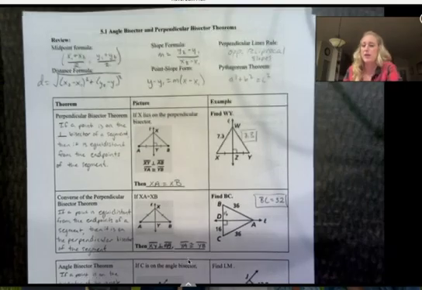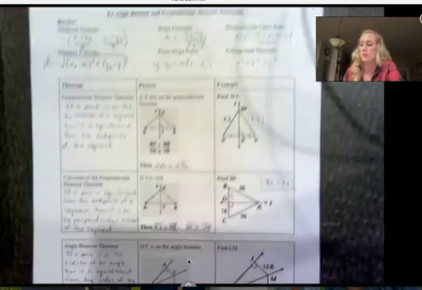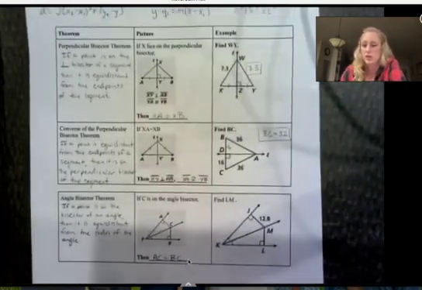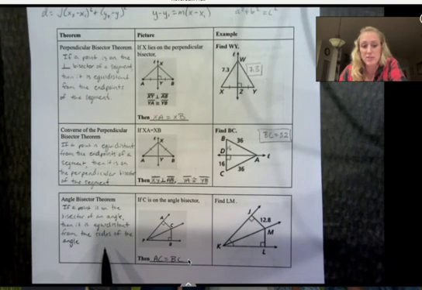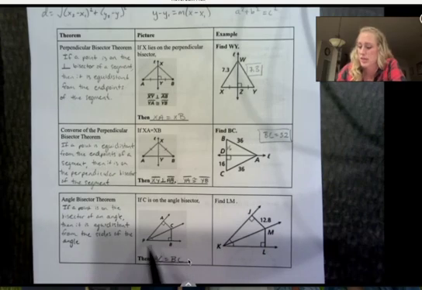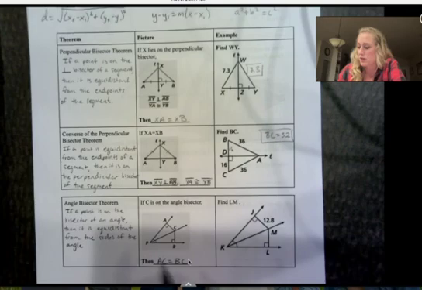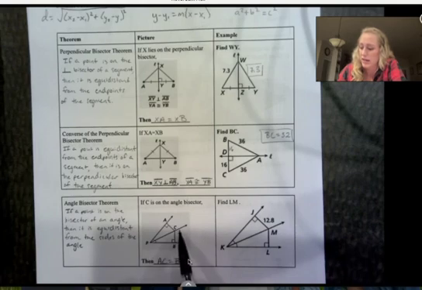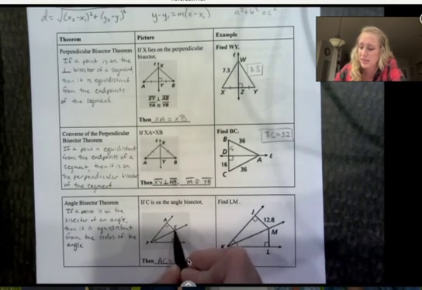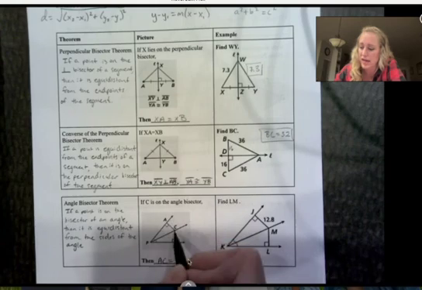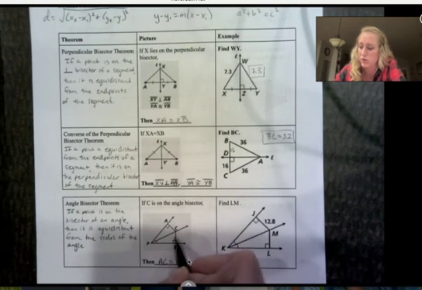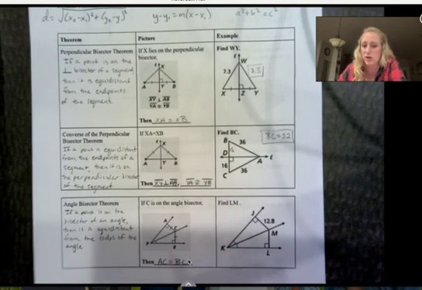Okay, all right, so now a theorem involving angle bisectors, okay? So if a point is on the bisector of an angle, then it's equidistant from the sides of the angle. So in this picture, I know this is an angle bisector because of those markings on the angle telling me they're congruent on either side. So if C is on this angle bisector, then C is the same distance away from PA and the same distance away from PB. So those two segments are congruent.